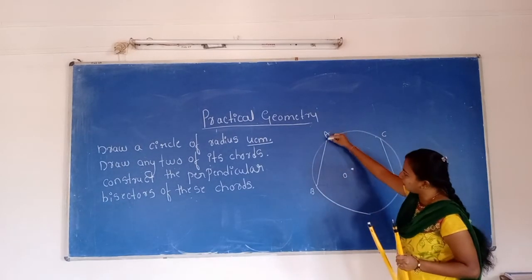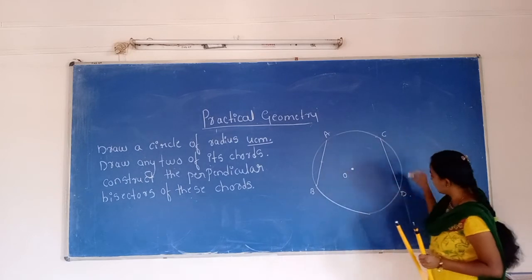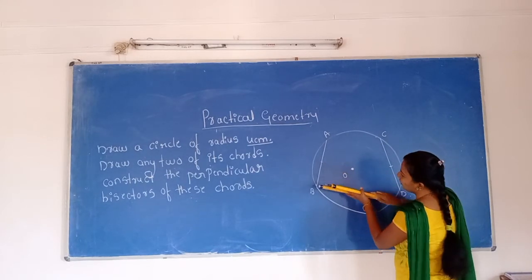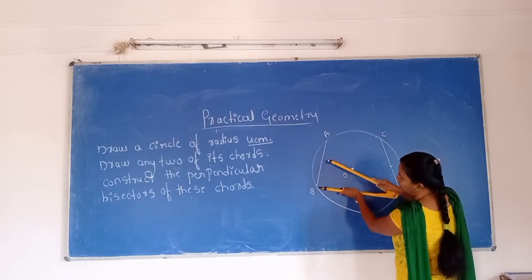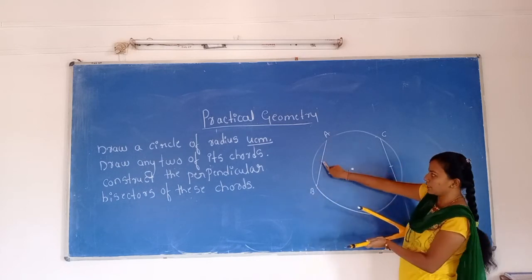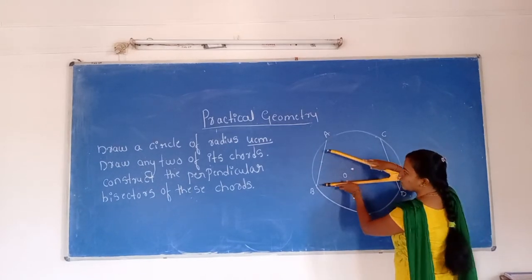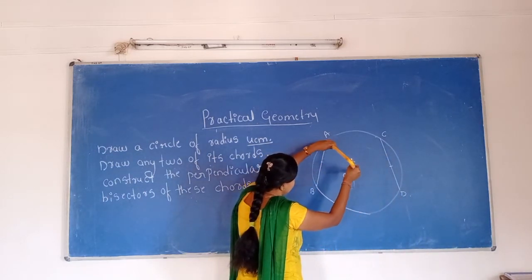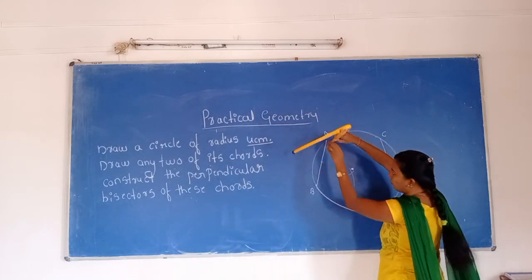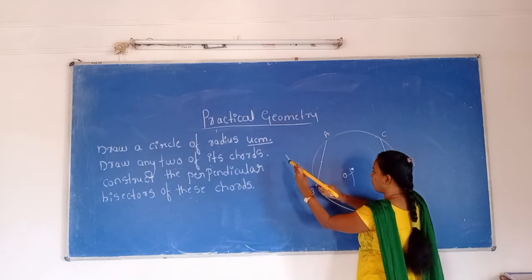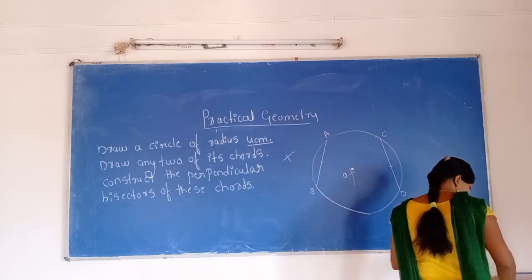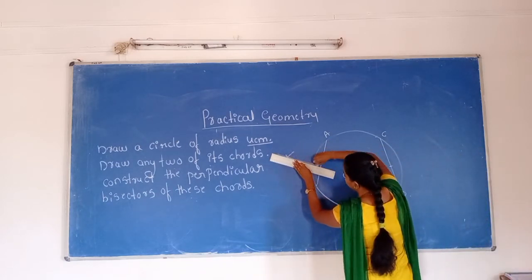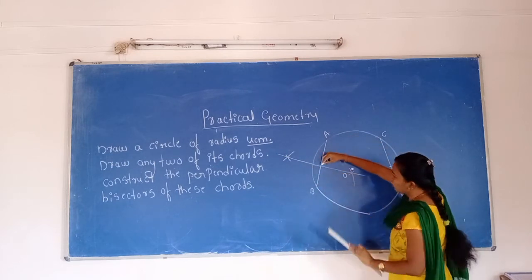Okay, now this is your chord AB. Again you have to mark center point, and CD, mark center point. You have to take your compass and take more than half of this line. So you have to cut from A side and also the B side, and again here also. From this side again you have to cut from A and from B. Now you have to join these two lines. Now this is your center point.